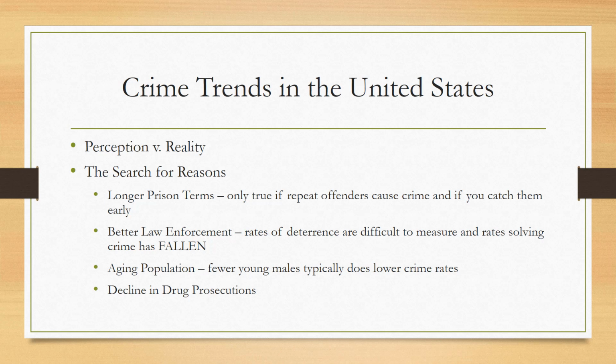Aging population, this one works a little bit better. We do know that crime is a young man's game, and I use that term fairly specifically there. It's committed by men, it's committed by young men. If you have a population that has a lot of young men in it, then you're going to have a higher crime rate. If you have a population that doesn't have a lot of young men in it, your crime rate will fall.